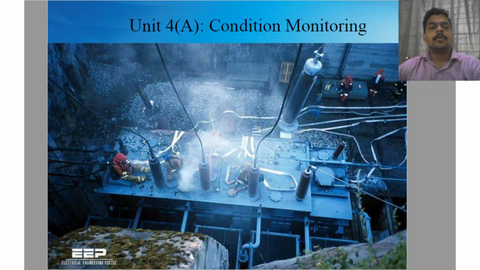So unit number 4A is condition monitoring. You can see this is the upper side, or top view, of a transformer, and the persons are doing some work on this transformer. You can imagine the height and length of the particular transformer, and this is a person doing his work. Might be he is doing the maintenance work? Yes, and that is what we are interested in today.